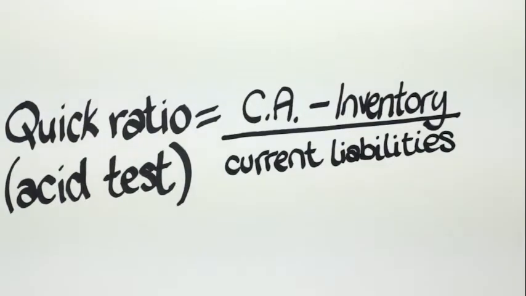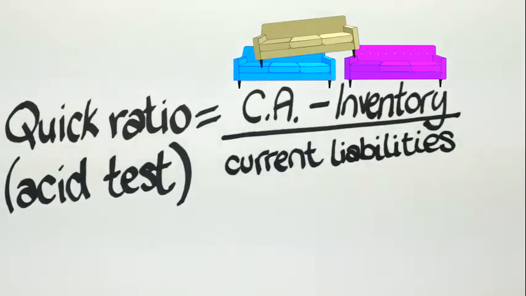But which ratio do you use? Well, if you're looking at a furniture company because you're thinking of giving them a loan, most people would go for the quick ratio. Will they be able to pay you back if the worst comes to the worst? Remember, that's why it's called the acid test. If it's not more than 1, then think twice.